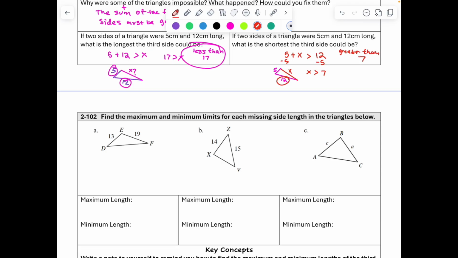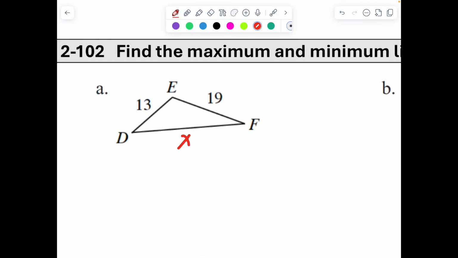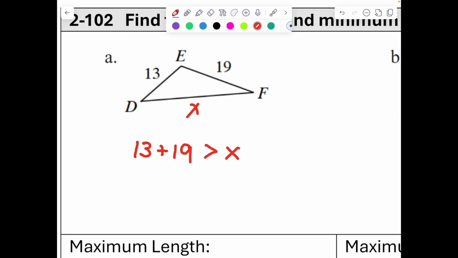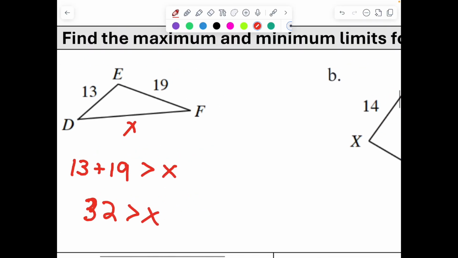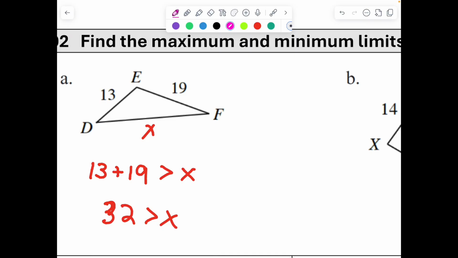All right, let's find the maximum and minimum limits for each missing side length of the triangles below. So here, 13 and 19, if we add them up, they have to be greater than this missing side. So that's going to be 32. X has to be less than 32.